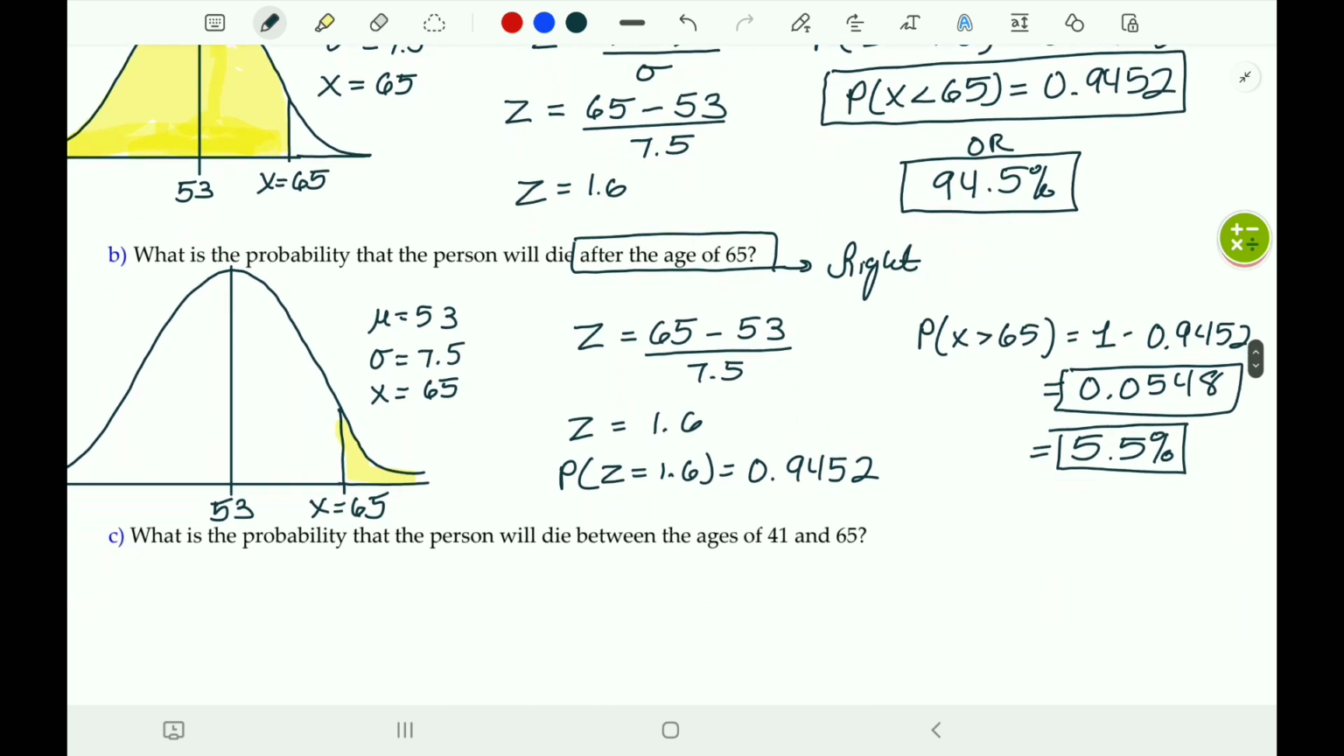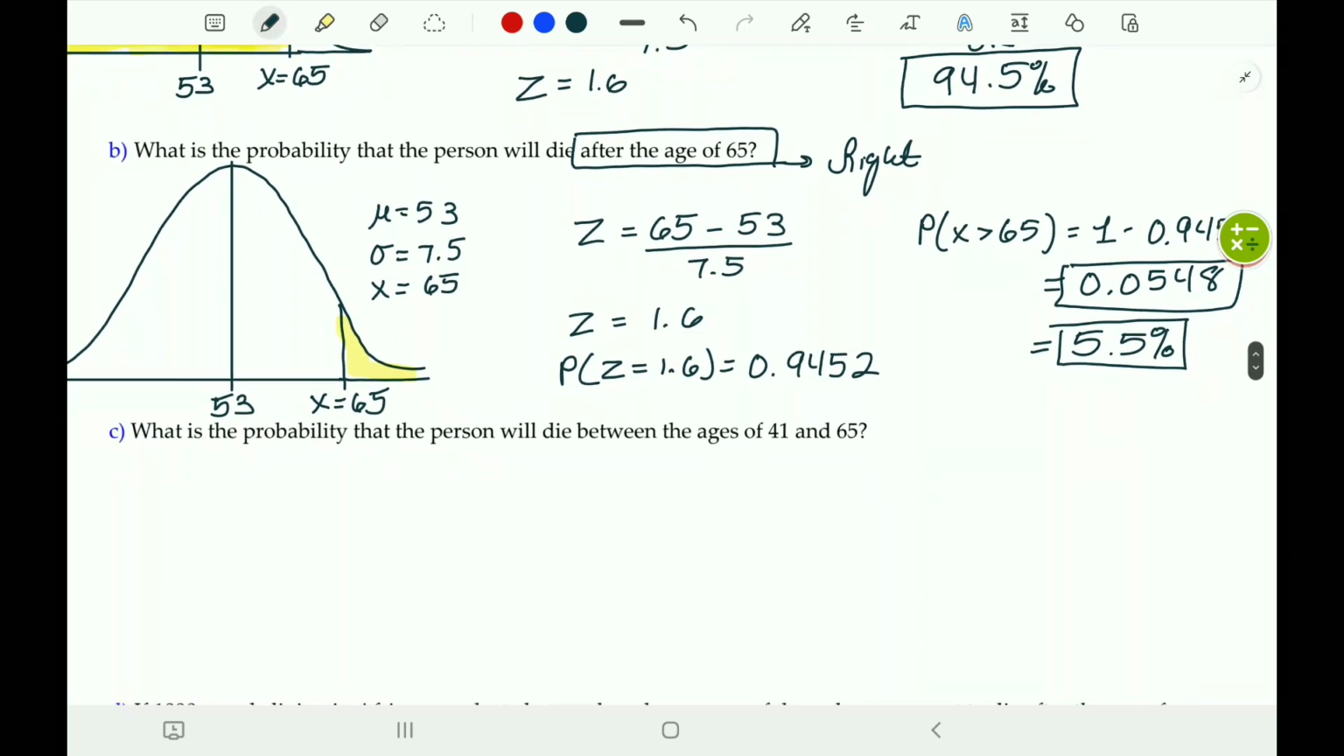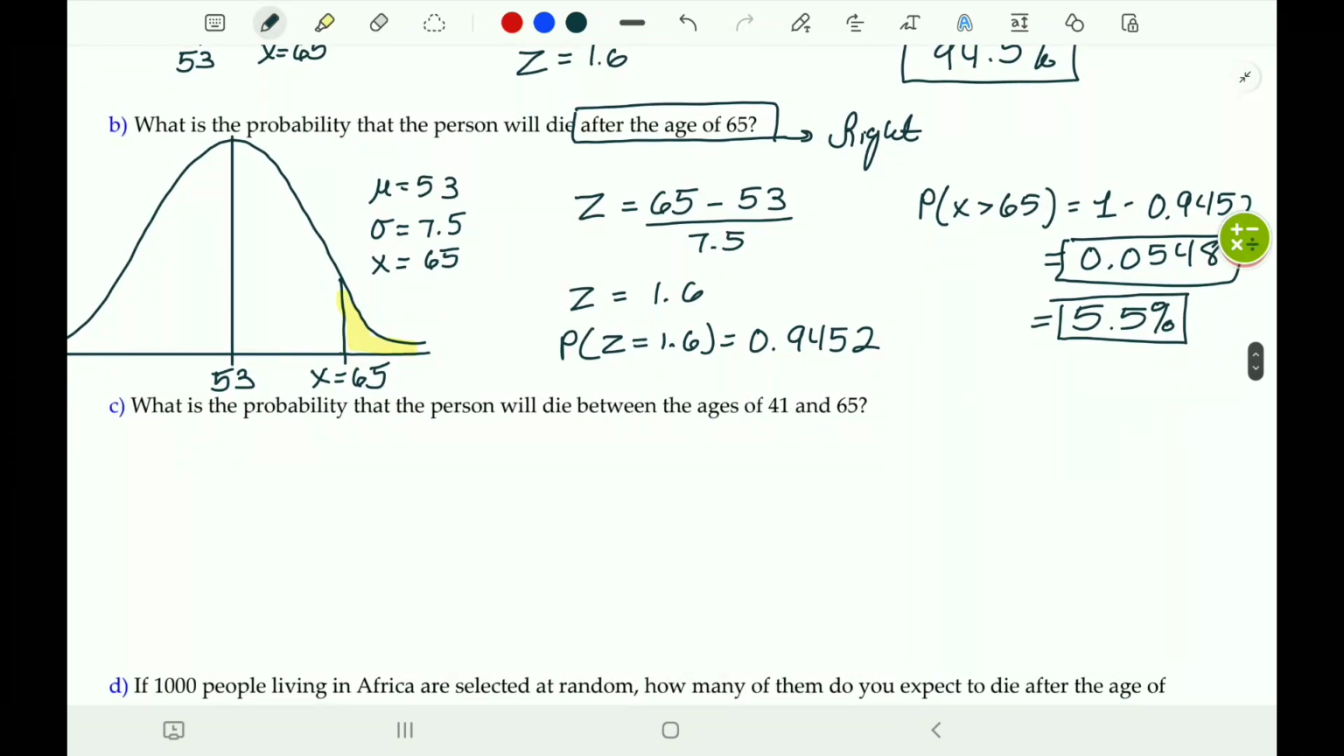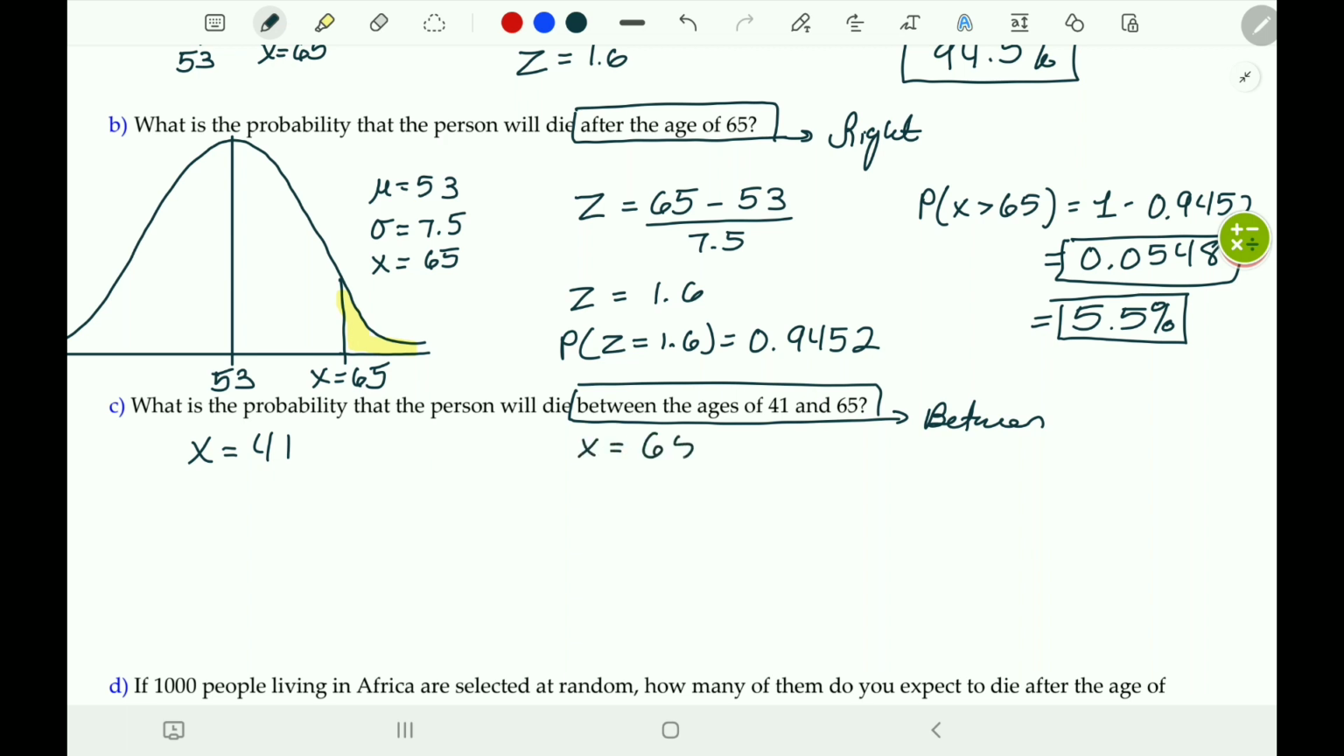Now, part C says, what is the probability that the person will die between the ages of 41 and 65? So when we're focusing on the probability between two values, we must find the z-score for both of those values, find the probability of each of those z-scores, then subtract the probabilities with the larger one being first minus the smaller one. So we have two values we're focusing on, 41 and 65. So we must find the z-scores for both of them.